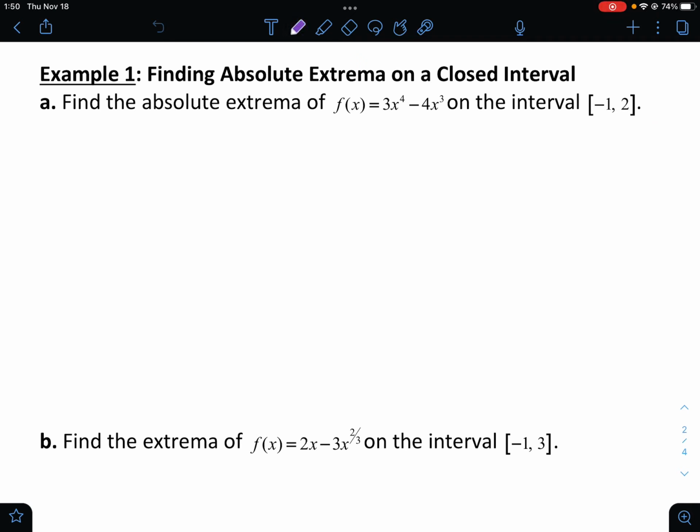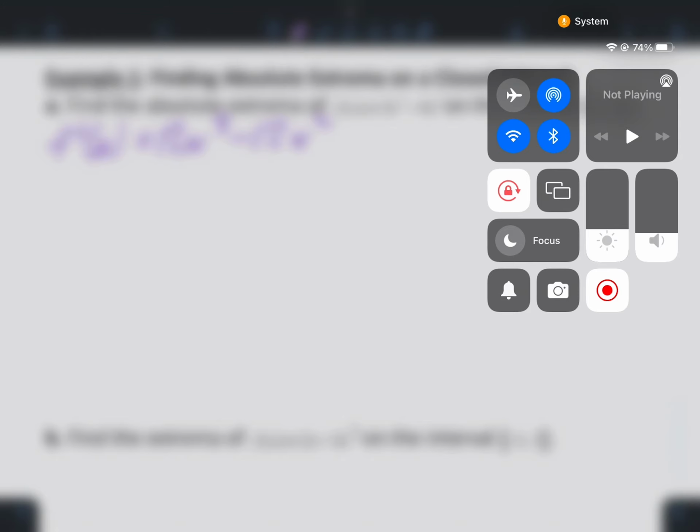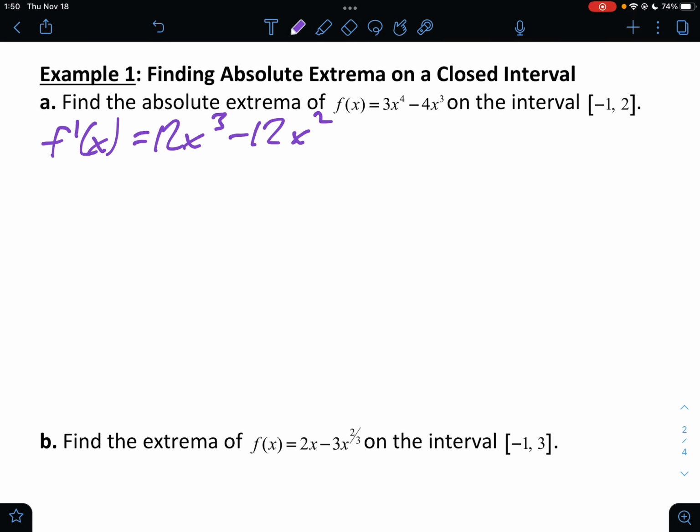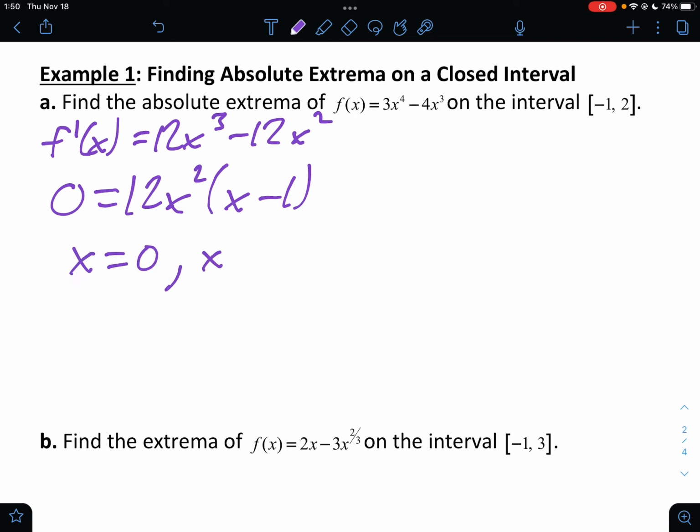So we're now going to take the derivative and see where the derivative is either 0 or undefined. Okay? This is a cubic function. This will never be undefined, but it will be 0. And if we factor out the GCF of 12x squared, that will leave us with x minus 1. So x is either 0 or x is 1, our two critical numbers.